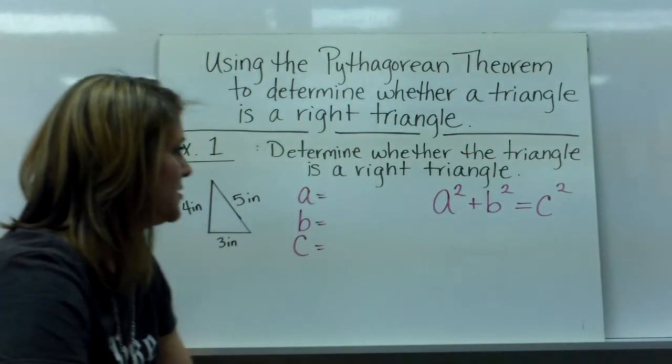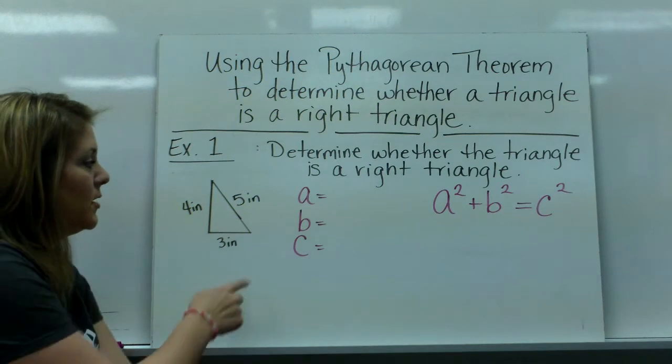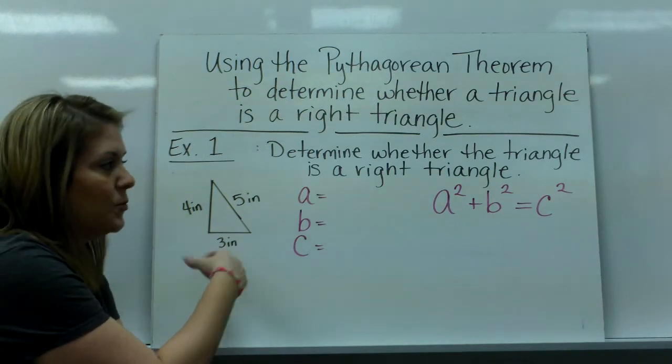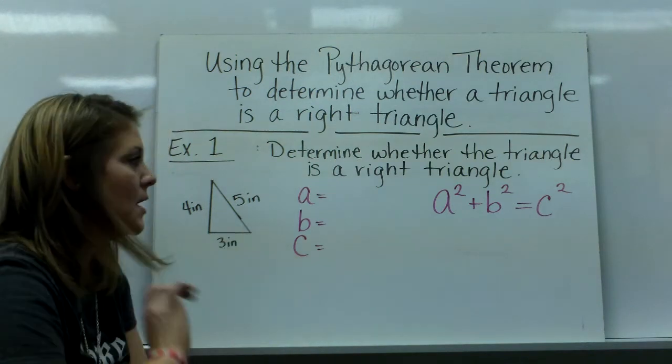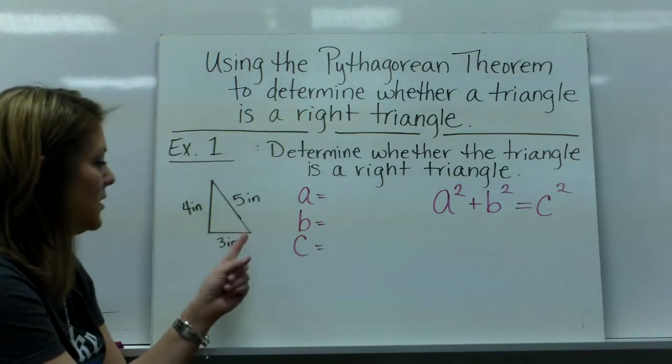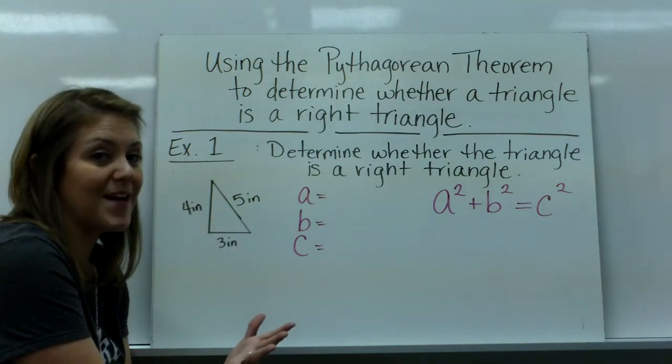Okay, so we're going to look at our first example. We're going to use the Pythagorean Theorem to determine whether a triangle is a right triangle. And it would have to fall into what's sometimes called a Pythagorean triple. So we're going to look at this particular triangle. We don't know whether it's a right triangle, but we do know all three side measurements.